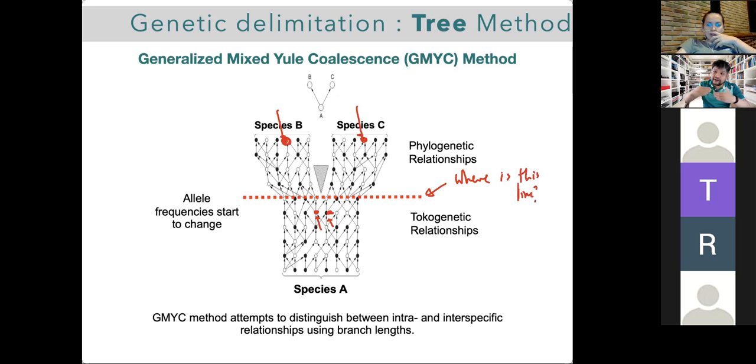So where does the tokogenetic relationship stop and the phylogenetic relationship start? That's why I asked you earlier in the test, why are they different? Can we use molecular data to detect the tokogenetic and phylogenetic relationships?